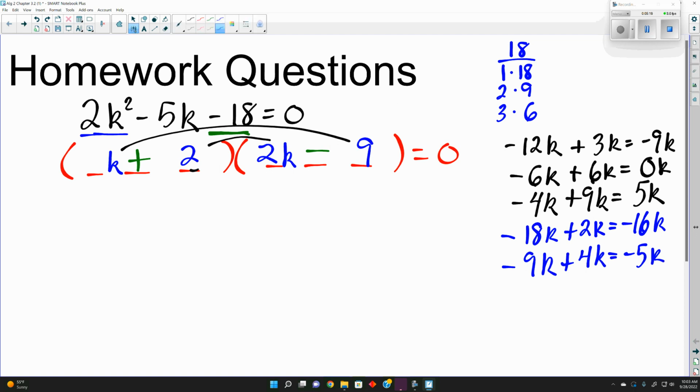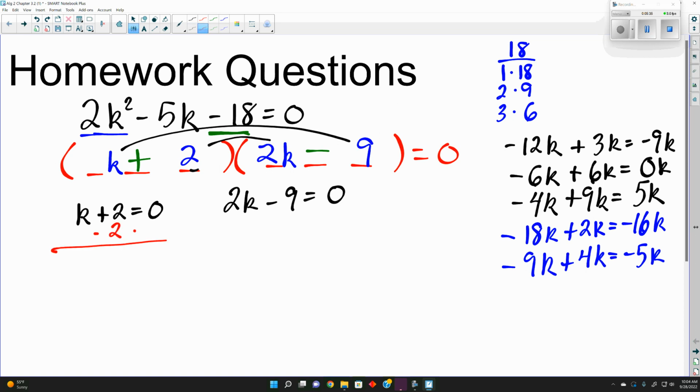Now at this point here, we do have two things multiplied together that equal 0. So we're either saying that k plus 2 is 0 or 2k minus 9 is 0. And for the first one here, we can subtract 2 from both sides, telling us that k is equal to -2.